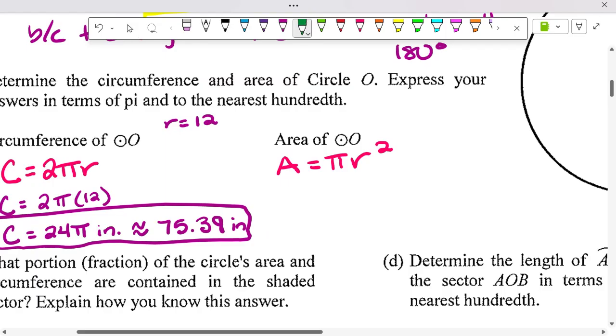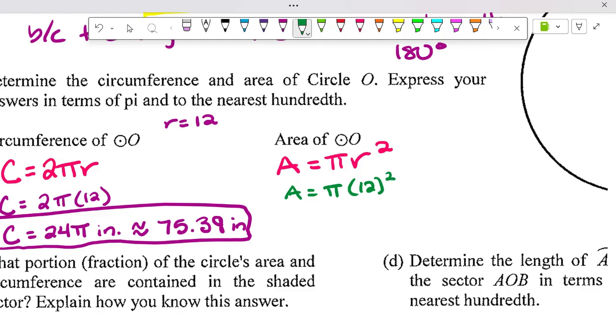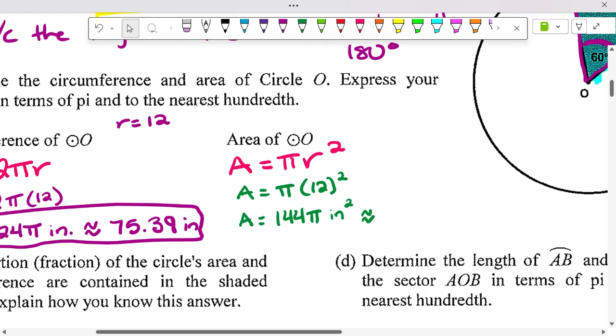Area, we're going to do the same thing. So area is equal to pi times 12 squared. What's 12 squared? 144. So the area is equal to 144 pi inches squared, because it's area. So if you put that in your calculator, what is it approximately? Put it in your calculator if you don't know, which I doubt you would.